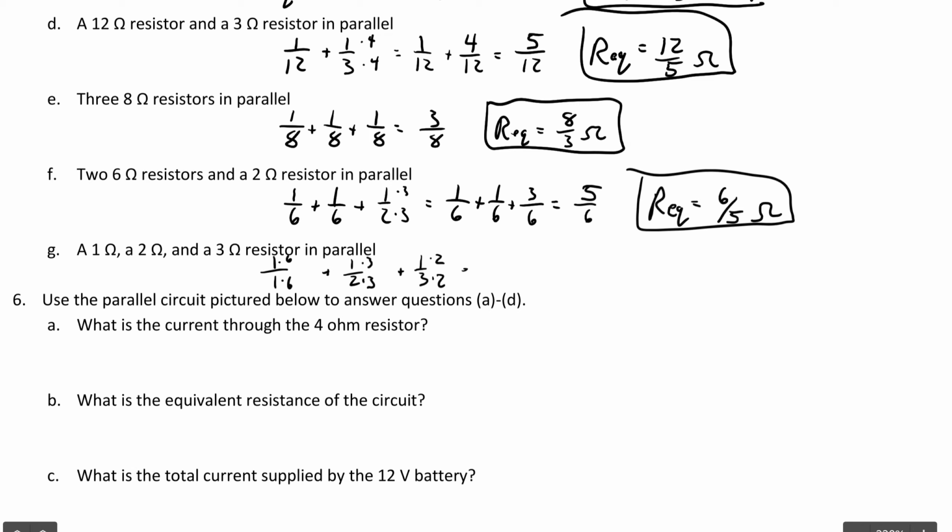And now we're going to have 6 times 1 is 6 over 6 plus 1 times 3 is 3 over 6 plus 1 times 2 is 2 over 6. Now they're all common denominators, and we could add the numerators together. 6 plus 3 plus 2, that's 11 over 6. So REQ is equal to 6 over 11 ohms.